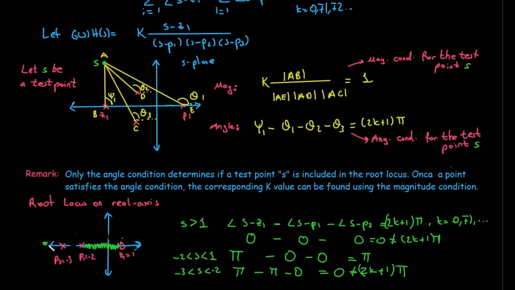And we tried these test points between -3 and -2. Those were not included in the root locus. But if you try test points less than -3, they will be also included in the root locus. Okay, because a point in the real axis is included if to the right of the test point we have an odd number of poles and zeros.